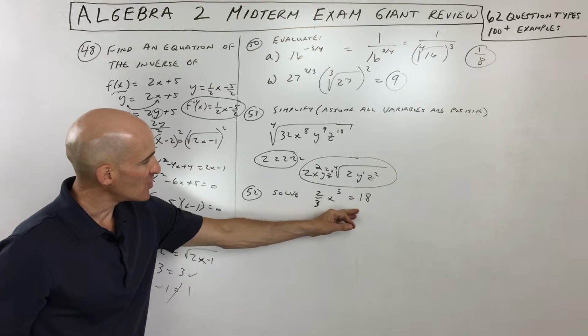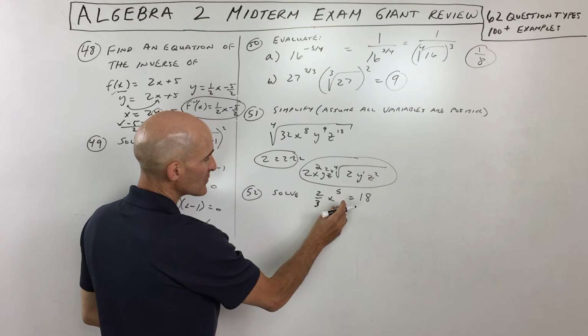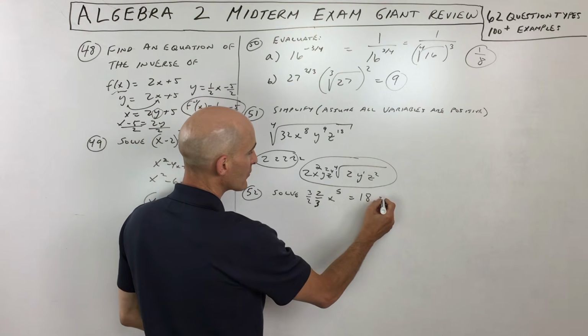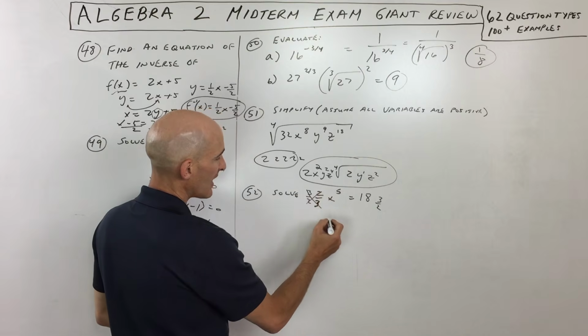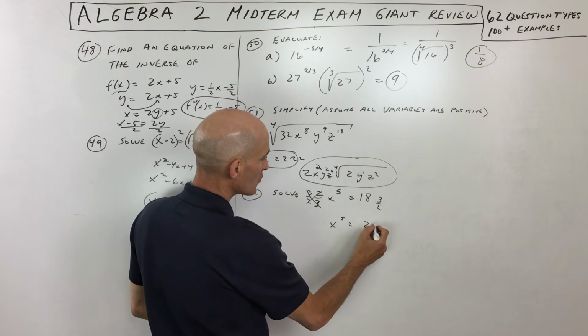Number 52, it says solve this equation here. So what we want to do is work from the outside in towards the x. So instead of multiplying by 2/3, I'm going to multiply by the reciprocal, 3/2. That way that cancels and just gives us x to the 5th. 18 divided by 2 is 9. 9 times 3 is 27.